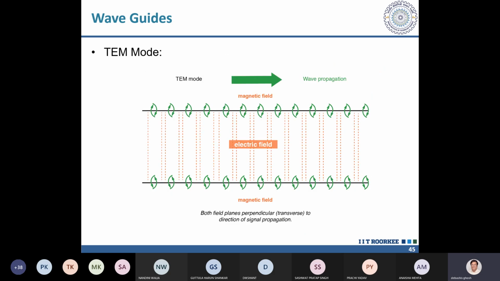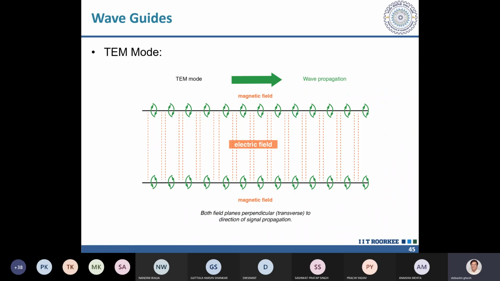And this is how the transverse EM mode works. You have the electric field between the two parallel plates. You have the magnetic field like this, in this direction circularly. So you have the electric field and the magnetic field perpendicular to each other, and your wave will be propagating in this direction. So this is how the transmission takes place.